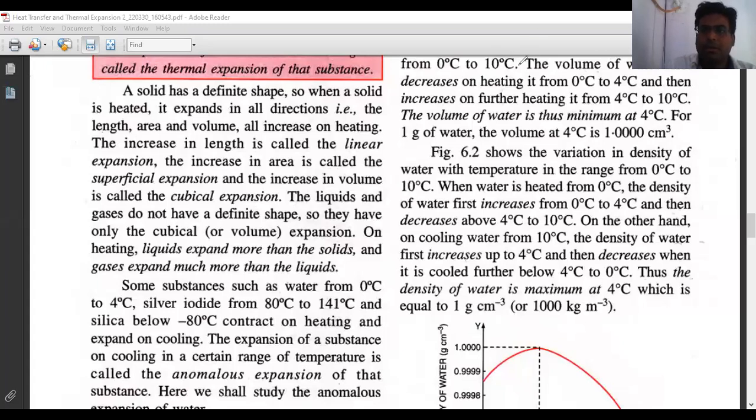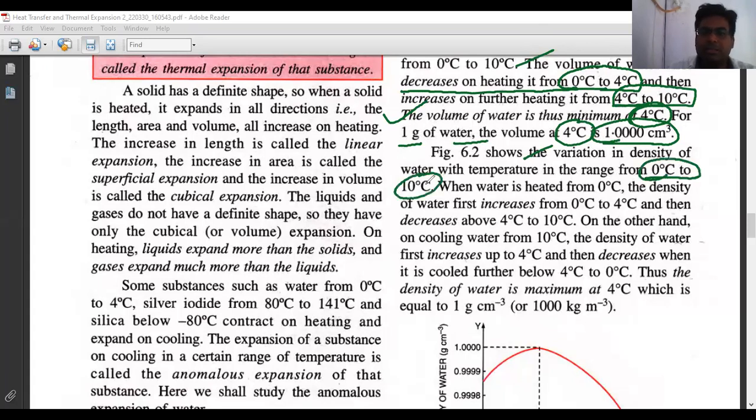Now look at the next point. The volume of water first decreases on heating from 0 to 4 degrees Celsius, and then increases from 4 degrees Celsius to 10 degrees Celsius. So the volume of water is minimum at 4 degrees Celsius. For 1 gram of water, the volume at 4 degrees Celsius is 1 cubic centimeter. It shows the variation in the density of water with temperature rise from 0 to 10 degrees Celsius. When water is heated from 0 degrees Celsius, density first increases from 0 to 4 degrees, then decreases from 4 to 10 degrees.